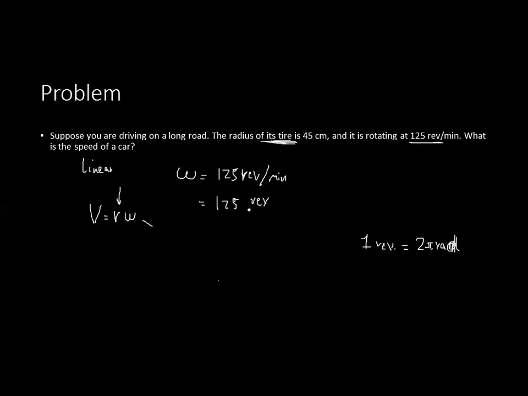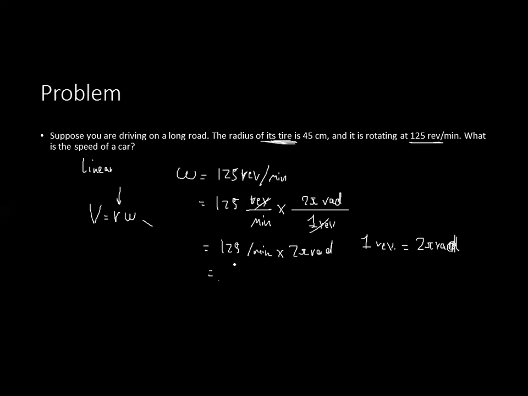125 revolutions per minute times a fraction, right? Since we're looking for the radians, and we know that 1 revolution is equal to 2 pi radians, we need to cancel the revolution here. So that means your revolution is on the denominator, then the radians should be on the top. So revolutions are now canceled. What you have is 125 per minute times 2 pi radians.